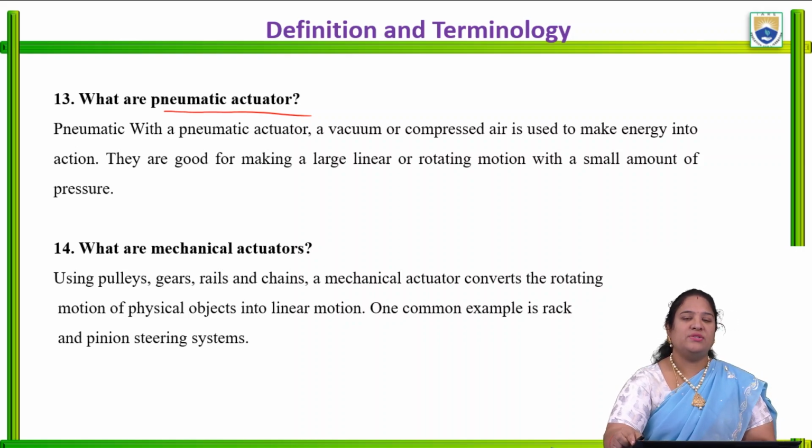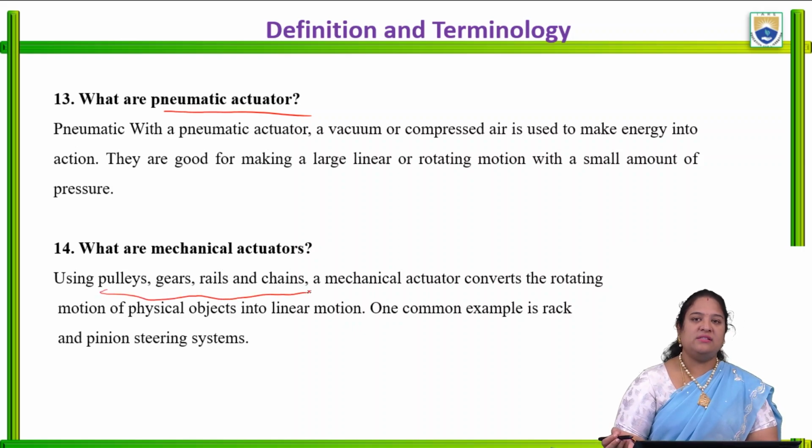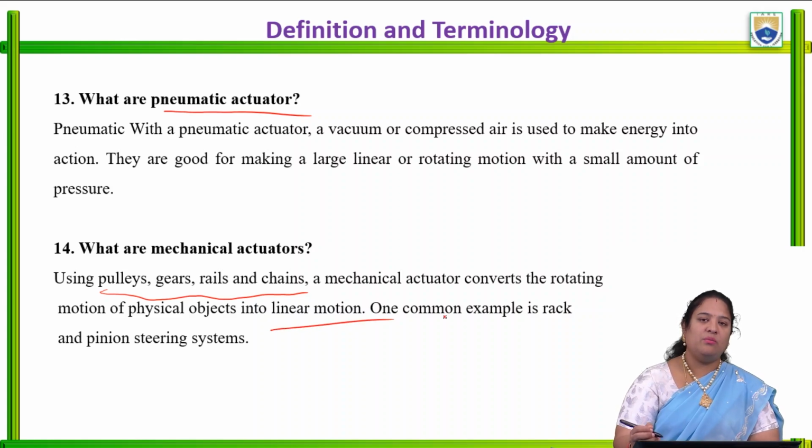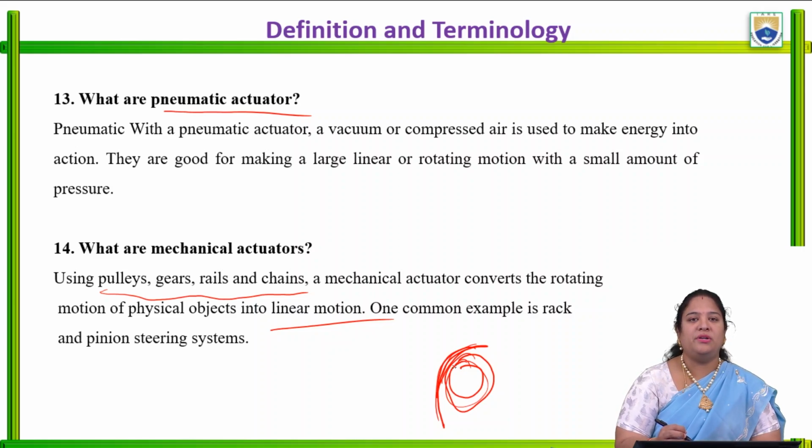Moving on to the next one, the mechanical actuator. A mechanical actuator works with the help of a pulley, gear, rails, and chains, where rotary motion is converted into linear motion. How does pulley action take place? We have a wheel on which a thread is placed, and as the pulley rotates, the thread moves, and the robot's manipulator moves.